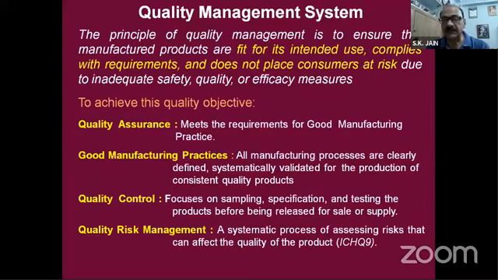Then quality risk management. At the same time, we must monitor the risk management system, a systematic process of assessing risk that can affect the quality of the product, right? So this is a very important aspect of why we must have a quality management system. If we do not have a quality management system, then somewhere we are compromising the safety, quality, and efficacy of the product.